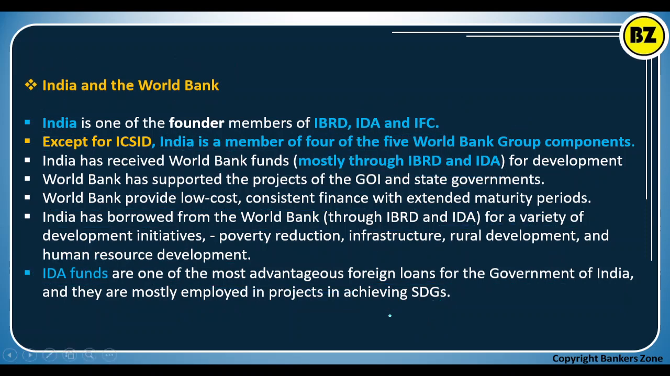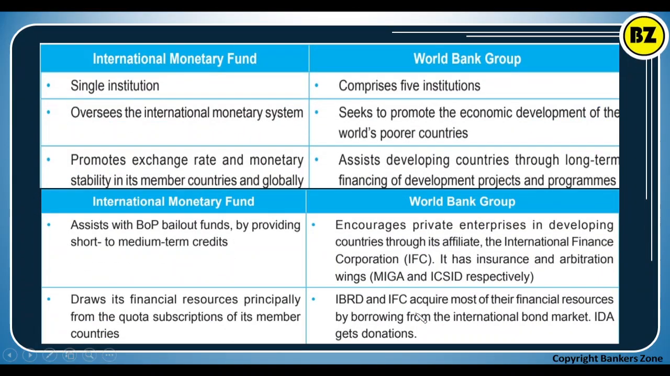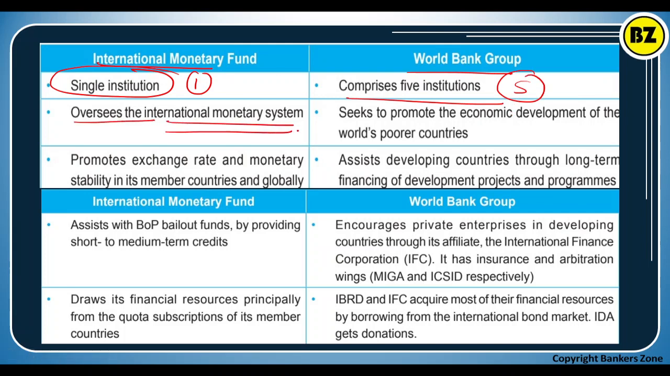Now see here the difference between the IMF and the World Bank. IMF is only one institution, a single institution, whereas the World Bank is a group of 5 institutions. The IMF oversees the international monetary system. It seeks to promote economic development. So they are basically monitoring. They will supervise and they will support the development of poor countries, and they are helping their member states.